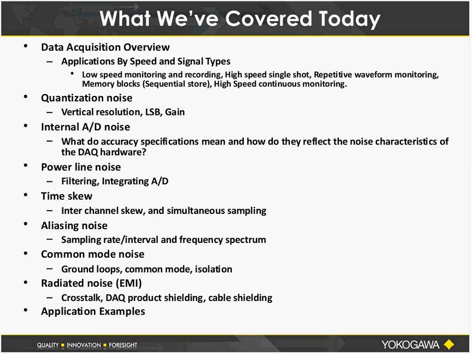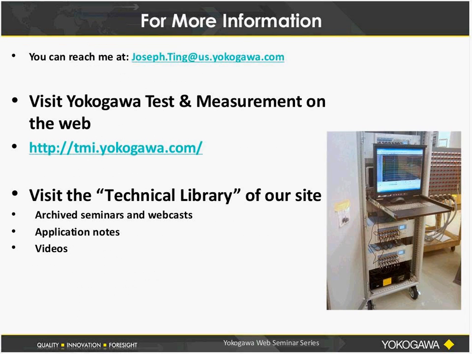So in summary, hopefully we hit on a little bit of something that was relevant to you. We covered a lot in a short time, overviewing data acquisition and 7 types of common noise influences.